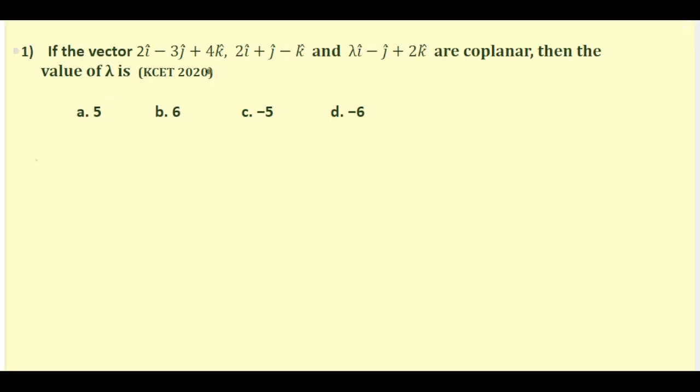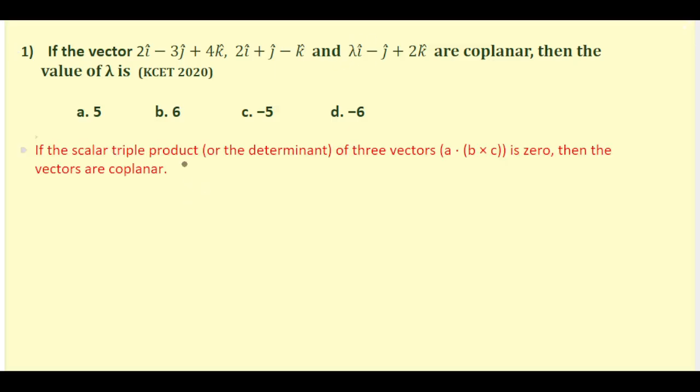Question number 1. In this question, we are given 3 vectors and they are said to be coplanar. Find the value of lambda. So we need to find the value of lambda. If the scalar triple product or the determinant of 3 vectors is 0, then the vectors are coplanar. So we'll write A dot B into C equal to, we'll write the components of the vectors.